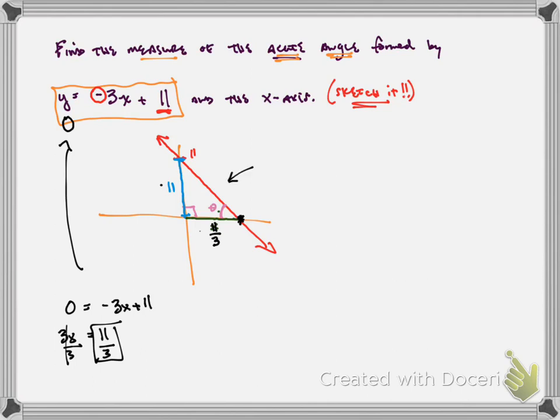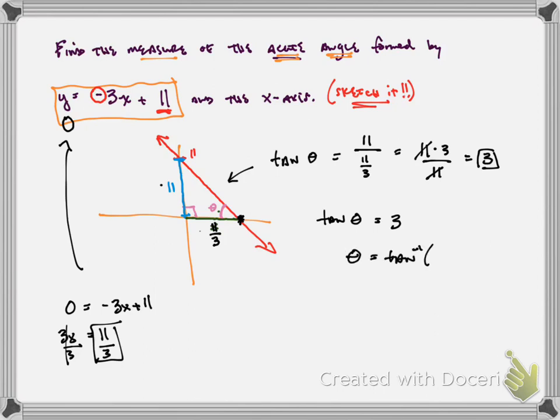We can now say that the tangent of our unknown theta that we're trying to solve for is opposite, that's 11, divided by 11 thirds. Well, dividing by 11 thirds is the same as multiplying by 3 over 11. 11 times 3 over 11 is 3. And so the tangent of theta is 3, but we want to solve for theta. And so if I want to solve for theta, I'll take the inverse tangent of 3 in this case.